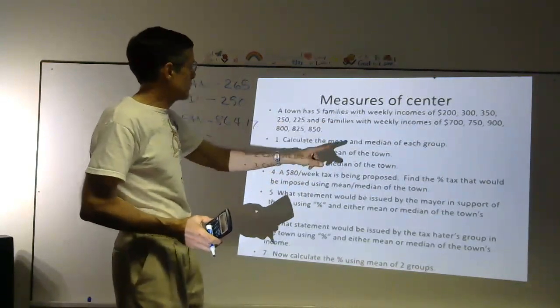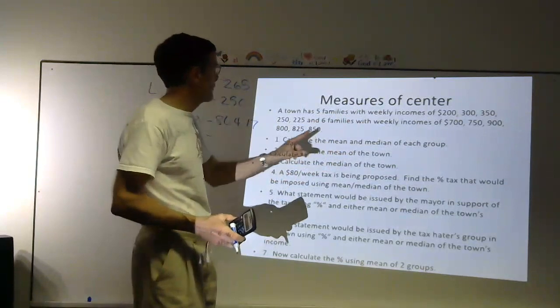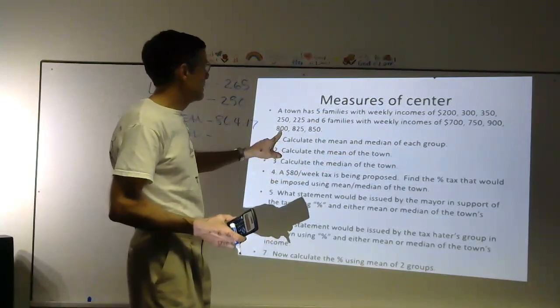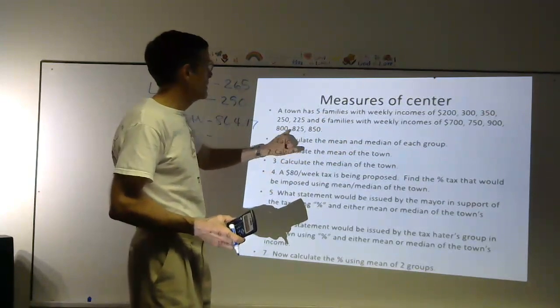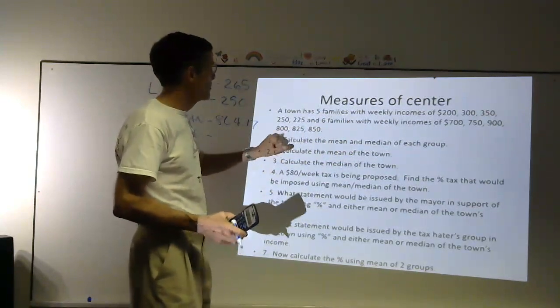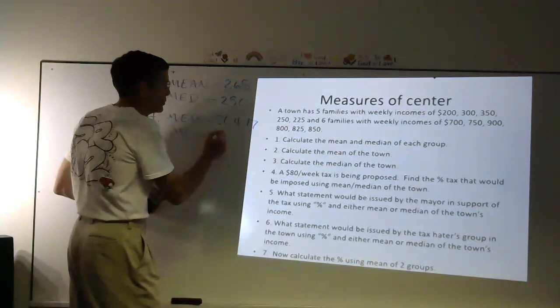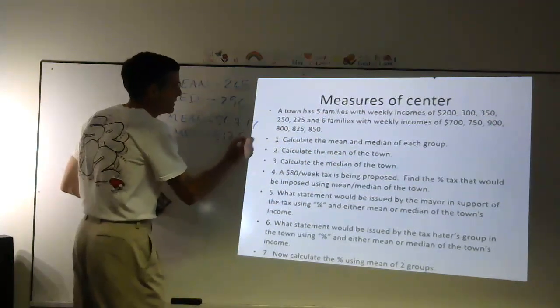Now, how about the median of the higher income group? If you put them in order, you're going to have 700, 750, and then 800, and then you're going to have 825, 850, and 900. So I'm right in the middle between 800 and 825, which should be 812.50.